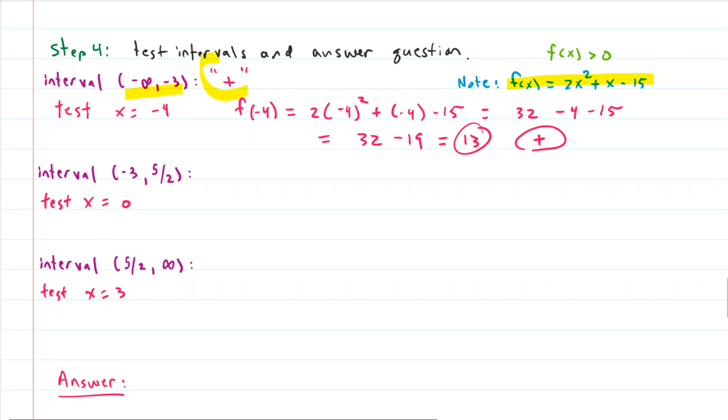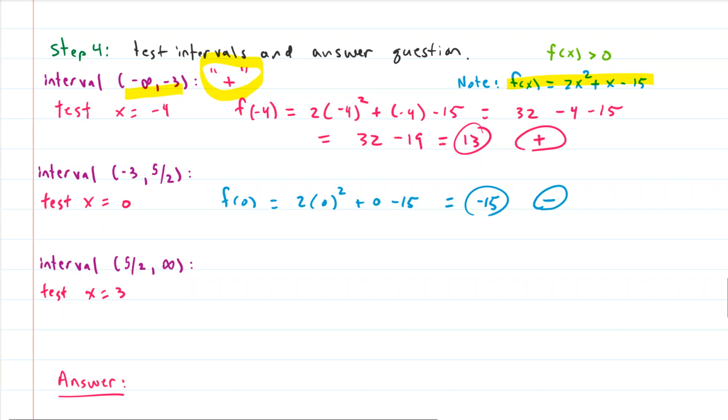Let's keep that in mind. Positive interval, so negative infinity to negative 3, the function is above the x-axis because we got a positive number when we tested. So let's check the interval negative 3 to 5/2. Let's pick 0 because that's an easy number to pick, and I like picking easy numbers to evaluate. So we get 2 times 0 squared plus 0 minus 15, which gives us minus 15.